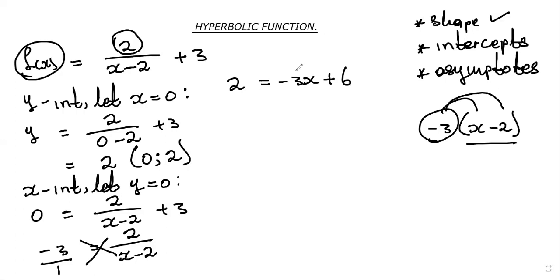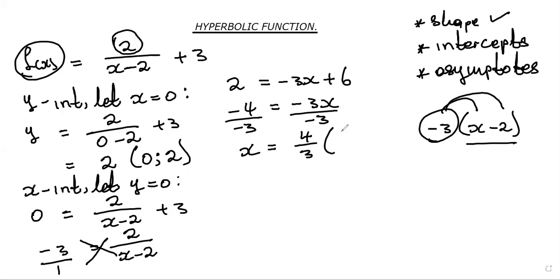From this point, you take 6 to the left, it becomes negative. 2 minus 6 is -4, like that. Then from this point, you divide both sides by -3. So this means that your x is going to be +4/3. So in coordinate form, it means your x-intercept is going to be (4/3, 0), like that. So you have found both of your intercepts.